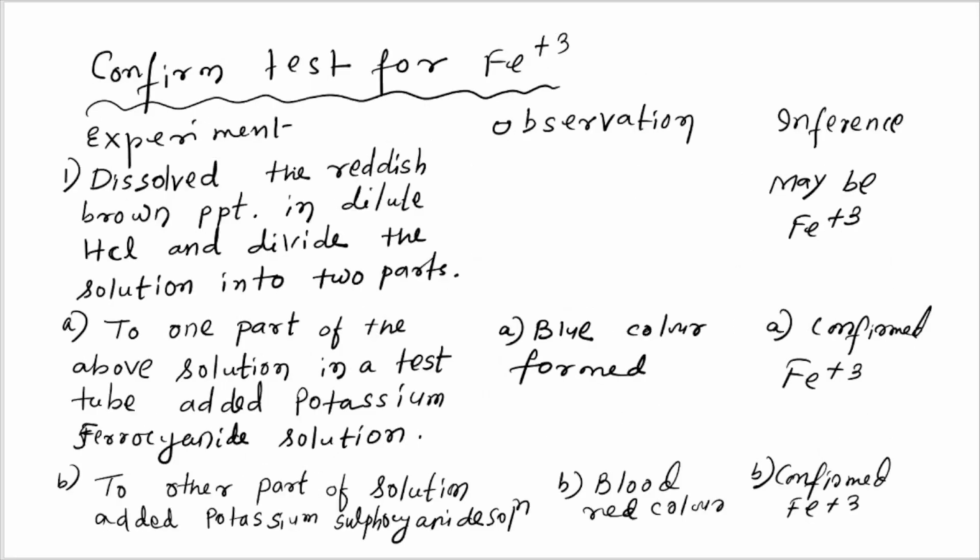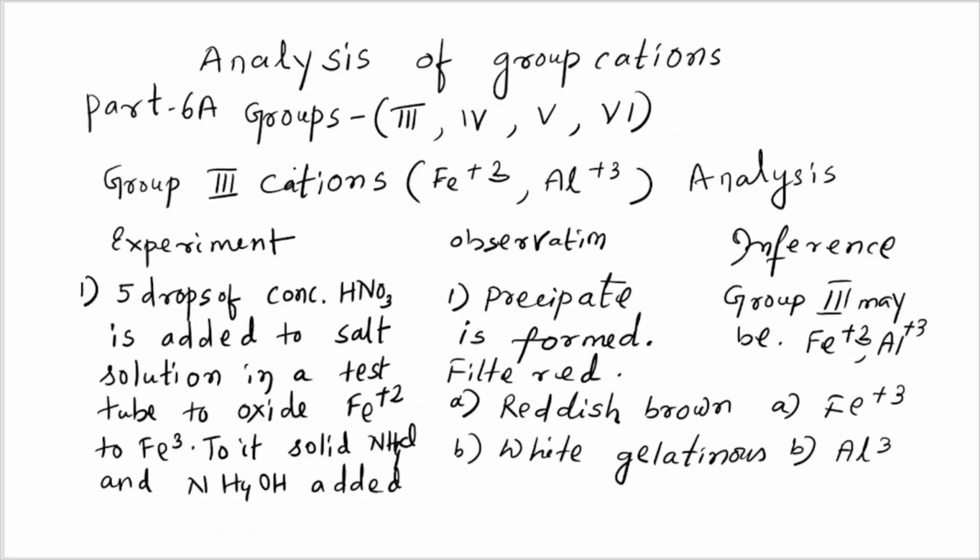Then what happened here? Here we will see what is the result. Precipitate is formed. Then what is the color of the precipitate? Because there are 2 ions present, Fe+3 and Al+3. So what is the color of the precipitate? If it is reddish brownish color, then it is Fe+3. If it is white gelatinous precipitate, then it may be Al+3.